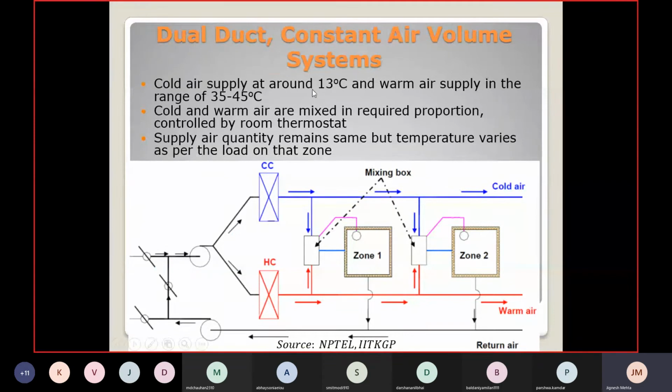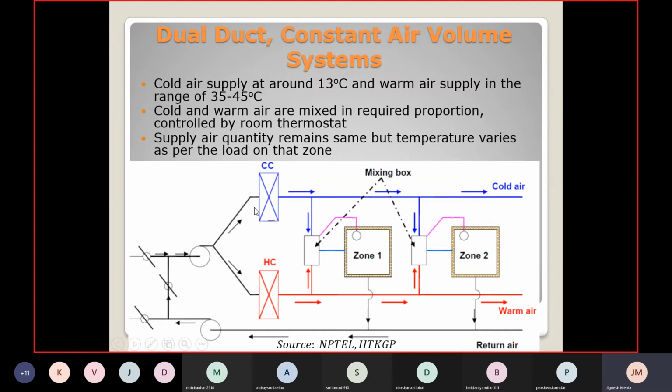Now the next one, the dual duct constant air volume system. In all earlier systems, there was only one duct. It carried either cooled air or heated air or warm air, right? But here you are talking about two different sets of ducts. One duct carrying cold air and another duct carrying warm air or heated air, right?